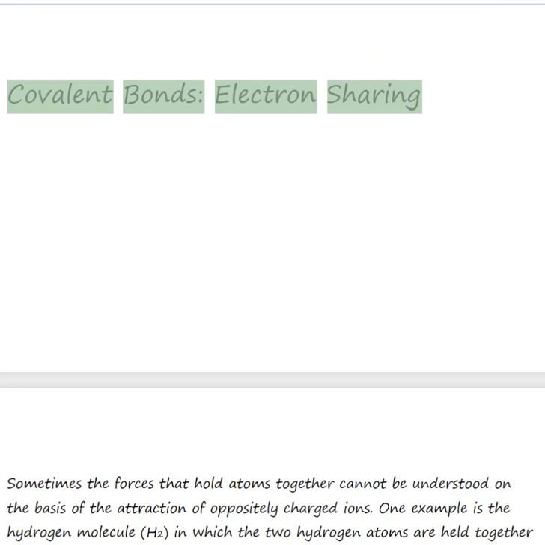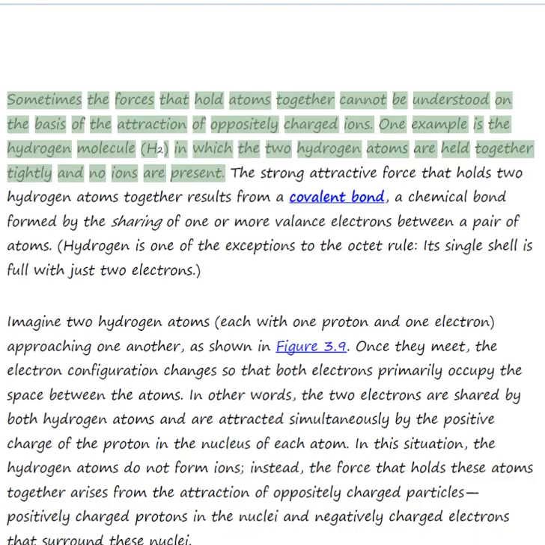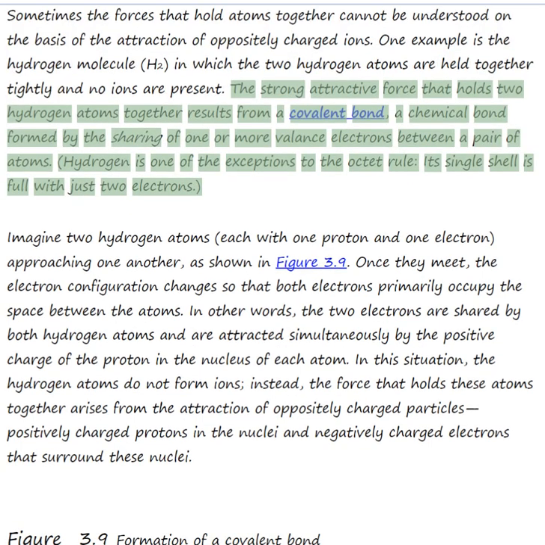Covalent bonds, electron sharing. Sometimes the forces that hold atoms together cannot be understood on the basis of the attraction of oppositely charged ions. One example is the hydrogen molecule, in which the two hydrogen atoms are held together tightly and no ions are present. The strong attractive force that holds two hydrogen atoms together results from a covalent bond, a chemical bond formed by the sharing of one or more valence electrons between a pair of atoms.